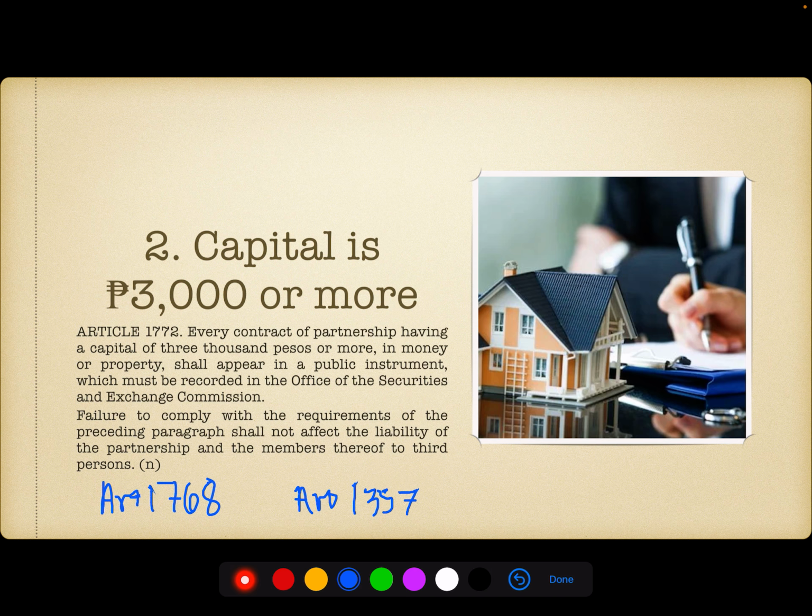So, at least if a partner, say for example, partner A wants a public instrument executed, but partner B does not do so, A can actually compel B to execute one in accordance with Article 1357. There.